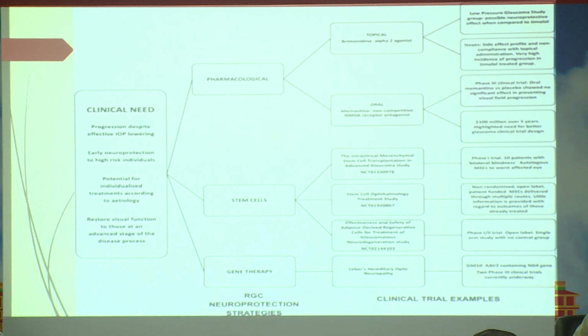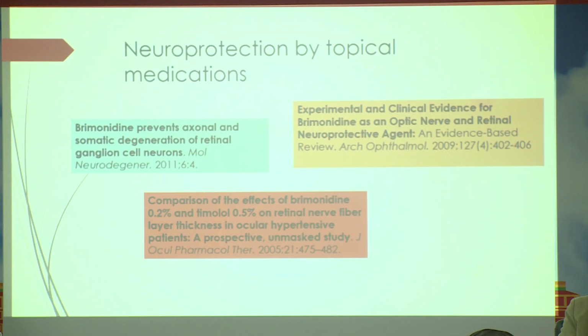There are various studies going on, at various clinical trial phases. For brimonidine, there is evidence that it works as a neuroprotector, but for the other things, the studies are still in phase 3 clinical trials. Gene therapy is being tried in Leber's hereditary optic neuropathy, with an adenovirus vector associated gene, and if it works out for that, maybe it can be tried in cases of glaucoma as well.